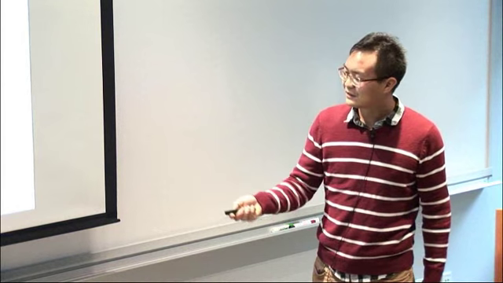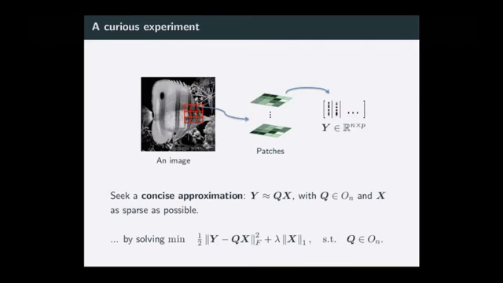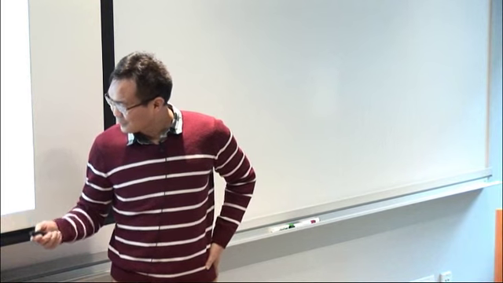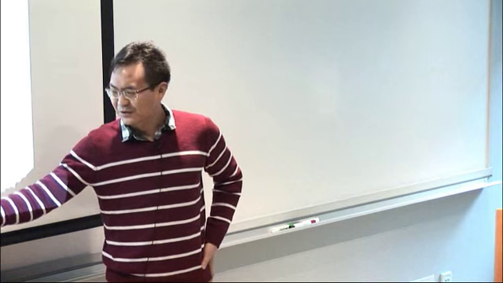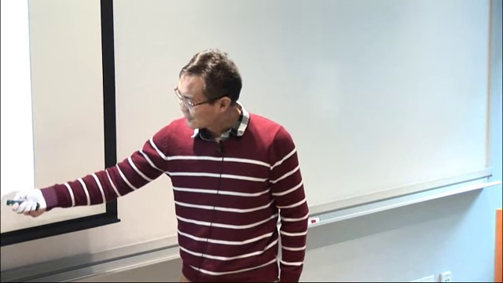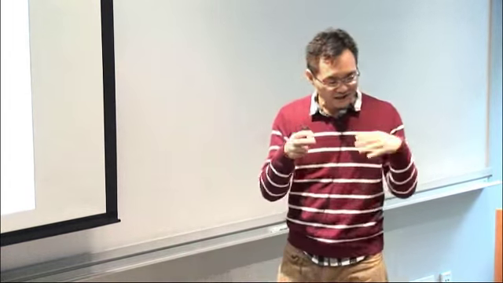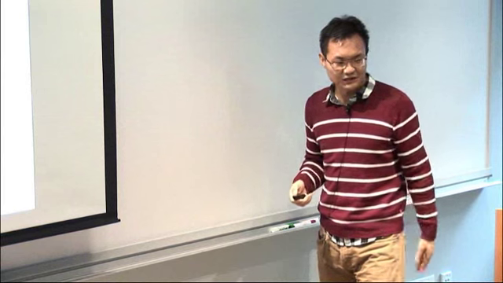That's the task. So it's very natural to write down a non-convex formulation for this problem. Basically, we try to penalize the difference between Y and the approximation, and we want the coefficient to be as sparse as possible. For this simple experiment, we target learning an orthogonal dictionary. That means it's square, and all the columns are orthonormal to each other.